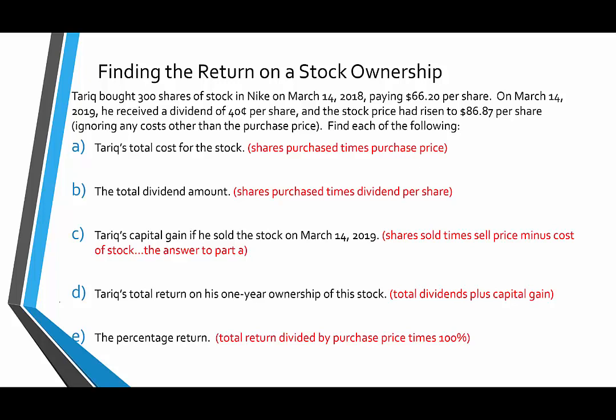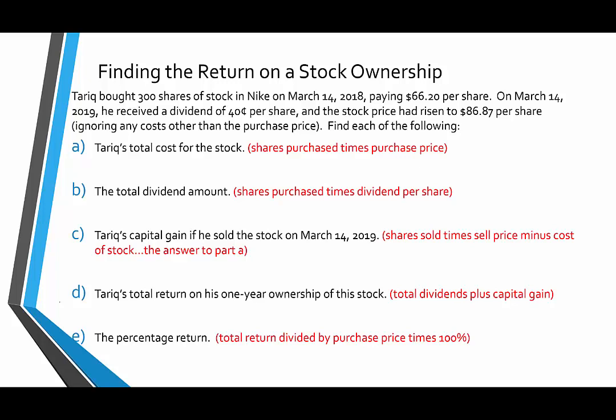Okay, so in our first example, we are going to find the return on a stock ownership. So we're going to work with Tarek today, and Tarek bought 300 shares of Nike stock on March 14th, 2018, and he paid $66.20 per share. On March 14th, 2019, he received a dividend of 40 cents per share, and the stock price had risen to $86.87 per share. We're going to ignore any other costs other than the purchase price. We'll find each of the following.